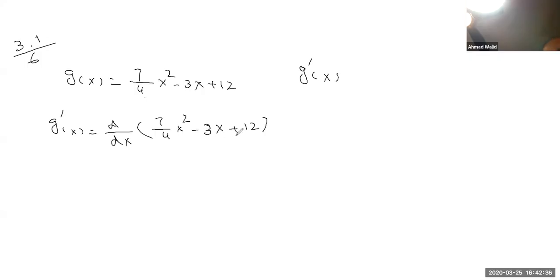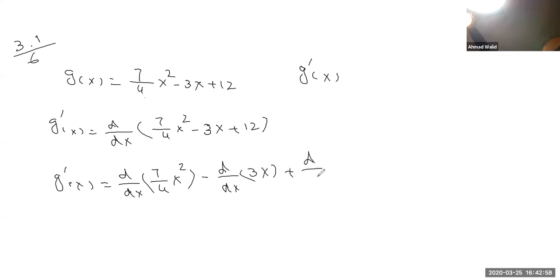Again, you see addition and subtraction is together here. g prime x equals d dx of 7 over 4 x squared minus d dx of 3x plus d dx of 12. I am solving this problem in a long way to show all the rules for you, but later you don't need to do this, right? Immediately take the derivative if you can see it.